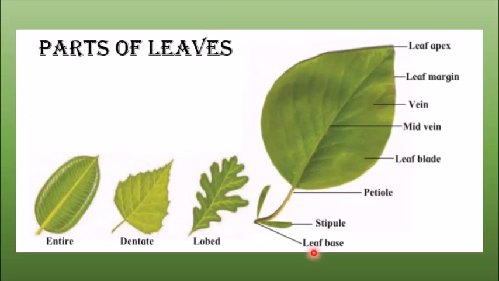Now in some plants you will find small tiny leaves present at the end. These are called stipules. It is not necessary that they will be present in all plants. In some plants they are present, and if present, it is a stipule.